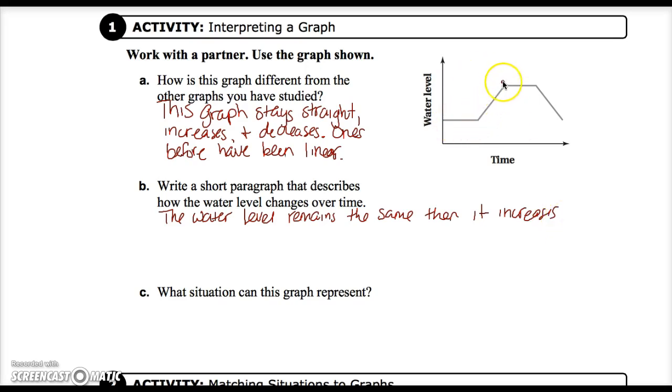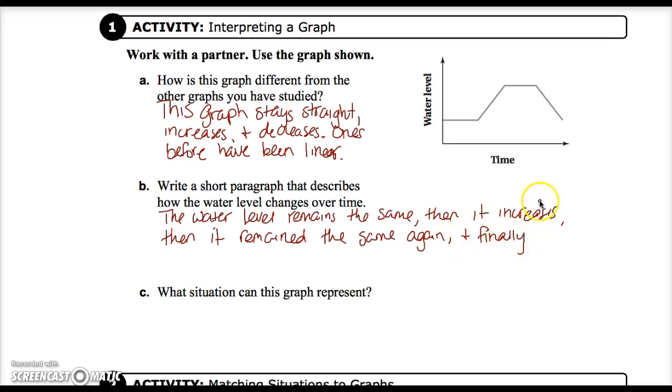So it may have rained, okay? Then it remained the same again. And finally, it decreased. Okay, so it basically just described the pattern in the line that happened.